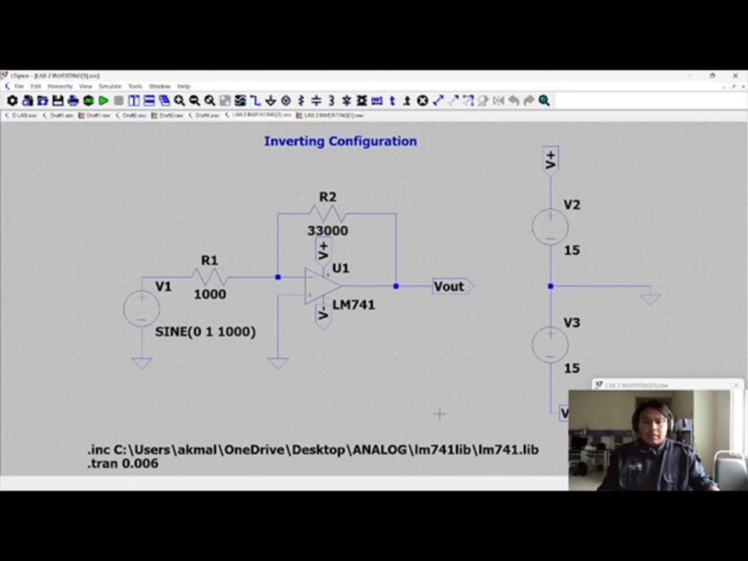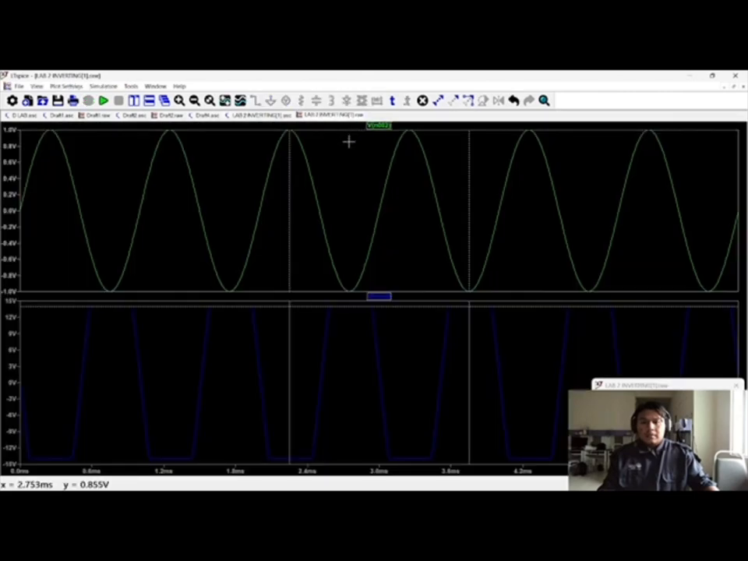So this is the schematic circuit that I have built, and this is the input V1 and this is the output V out. So based on the wave, we can see this is V in with the value of 1 volt and the V out with the value of 13 volt. This is what we call an inverting amplifier, where the waveform from V in is different from V out.